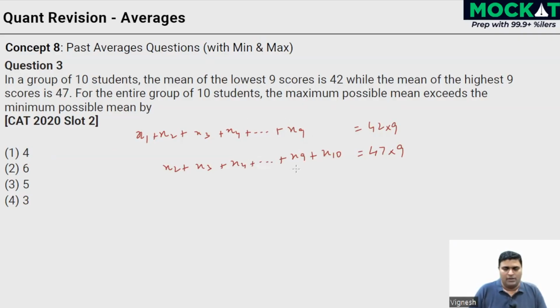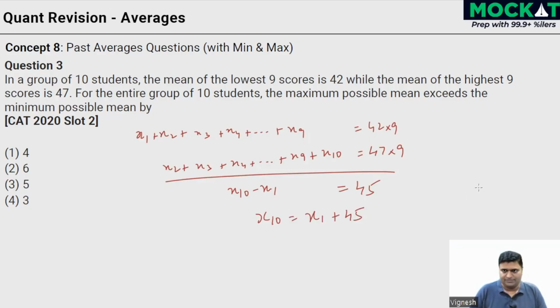Fine. Now, why are they giving me this? What can I do with these two equations over here? 9 variables, 10, another 9 variables, total of 10. I can't solve for them. But what's common over here? x2, x3, x4, and so on till x9 are common. Bottom minus top is going to give me x10 minus x1. x10 minus x1 over here is going to be 47 into 9 minus 42 into 9, which is 5 into 9, 45. x10 minus x1 is 45. x10 equals x1 plus 45.